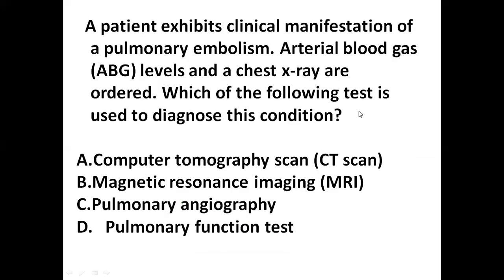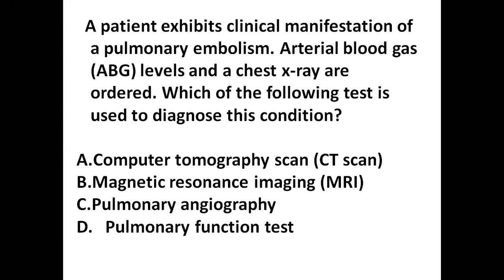A patient exhibits clinical manifestations of pulmonary embolism. Arterial blood gas (ABG) and chest X-ray are ordered. Which of the following tests is used to diagnose this condition? They have given the diagnosis, pulmonary embolism, and the physician ordered the ABG and chest X-ray. Which will be the diagnostic test? Here the options are computed tomography (CT scan) and magnetic resonance imaging (MRI), pulmonary angiography, and pulmonary function test.